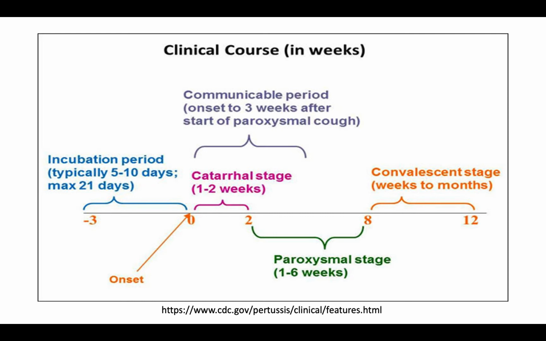So what is the clinical course? You have an incubation period, usually about 5 to 10 days, and after that the onset starts. After the symptoms start, this is when the patient is infectious. The first couple of weeks are the insidious, catarrhal stage, then the paroxysmal stage where they have the actual cough, and then a convalescent stage where they are improving slightly, over a 12-week period almost.